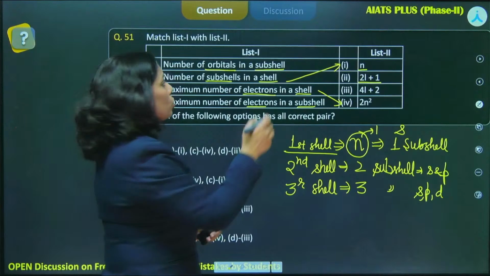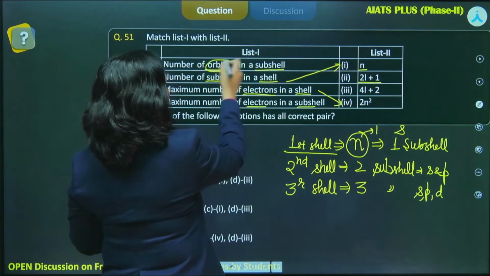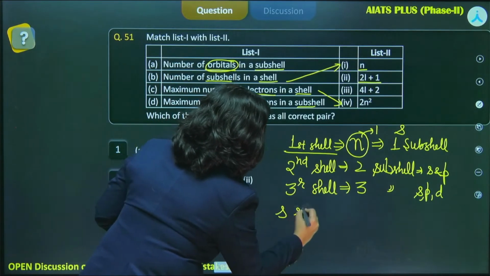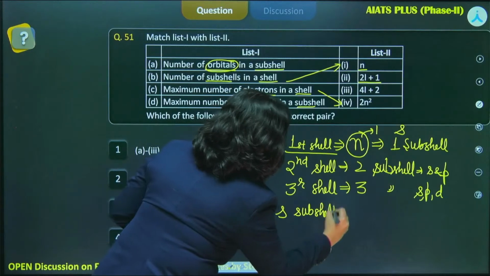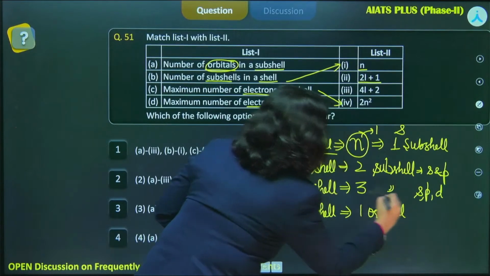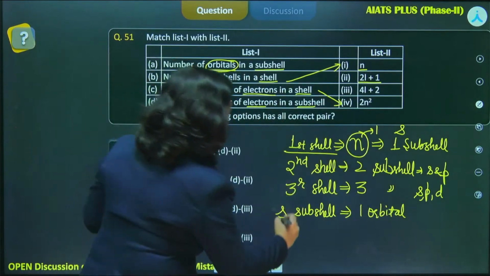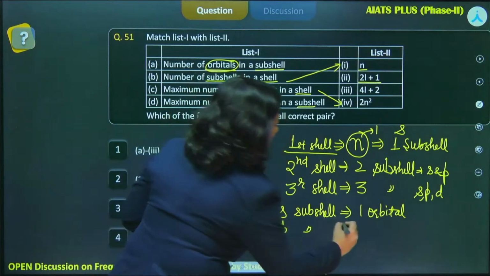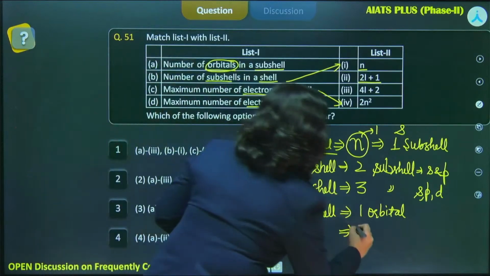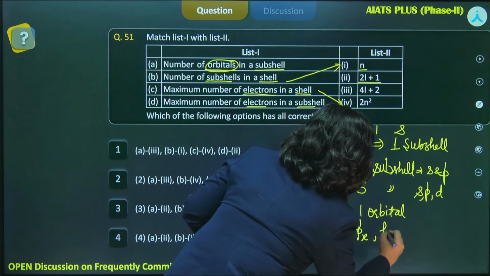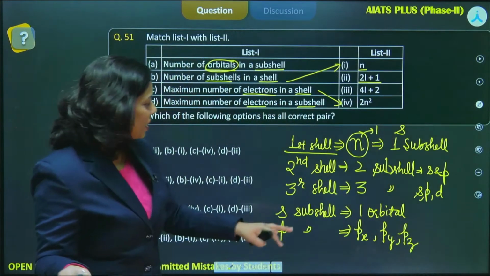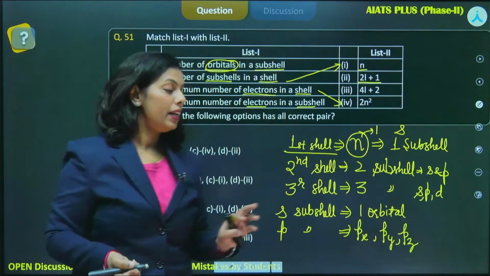How to find it out? Whenever I'm talking about the orbital in the subshell, see here, if I'm talking about the S subshell, it has only one orbital, and that is S itself, right? Now, when I'm talking about the P subshell, how many orbitals are there? 3 P orbitals are there. I hope you know: Px, Py, and Pz. Okay, so 3 orbitals are there in the P subshell.